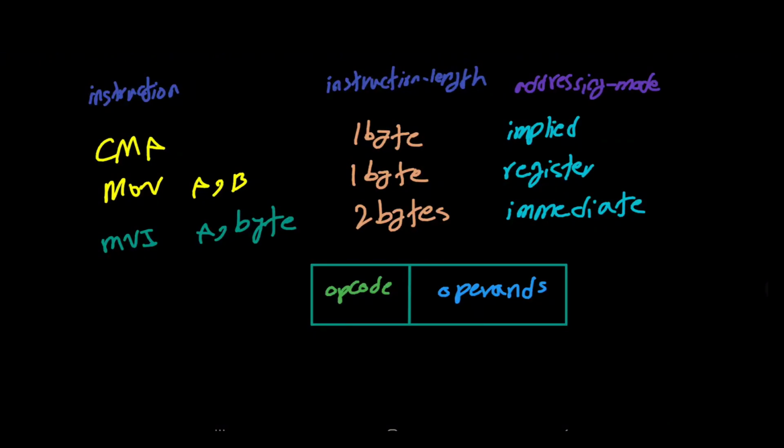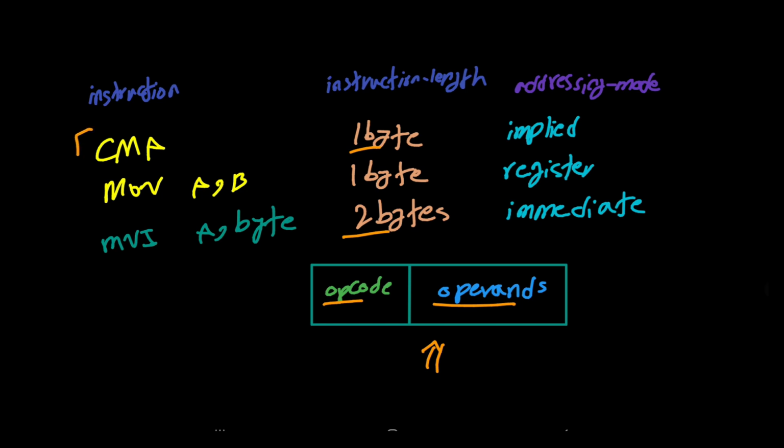We said the format of any instruction is like this, that we have opcode and operands. The length of the opcode is 1 byte, and depending on how we provide the operands in the instructions, the instruction length could be 1 byte, 2 bytes, or 3 bytes. And so far, we have given you the example of 1 byte and 2 byte instructions.